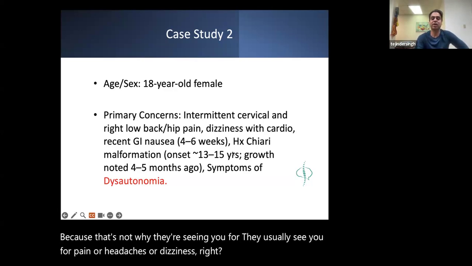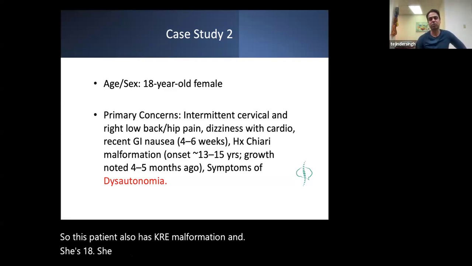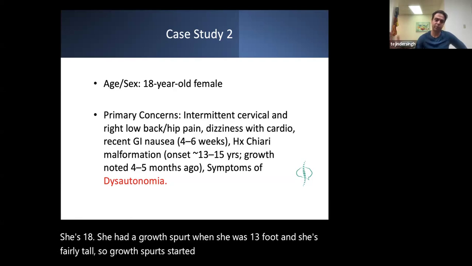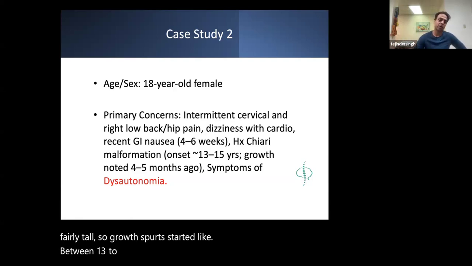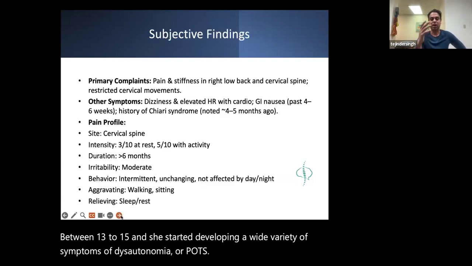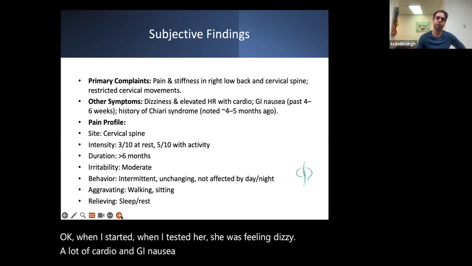So this patient also has Chiari malformation, and she's 18. She had a growth spurt when she was 13, 14. She's fairly tall. So the growth spurt started between 13 and 15, and she started developing a wide variety of symptoms of dysautonomia or POTS. Okay. When I tested her, she was feeling dizzy, with a lot of cardio and GI nausea related symptoms in the last 4 to 6 weeks.